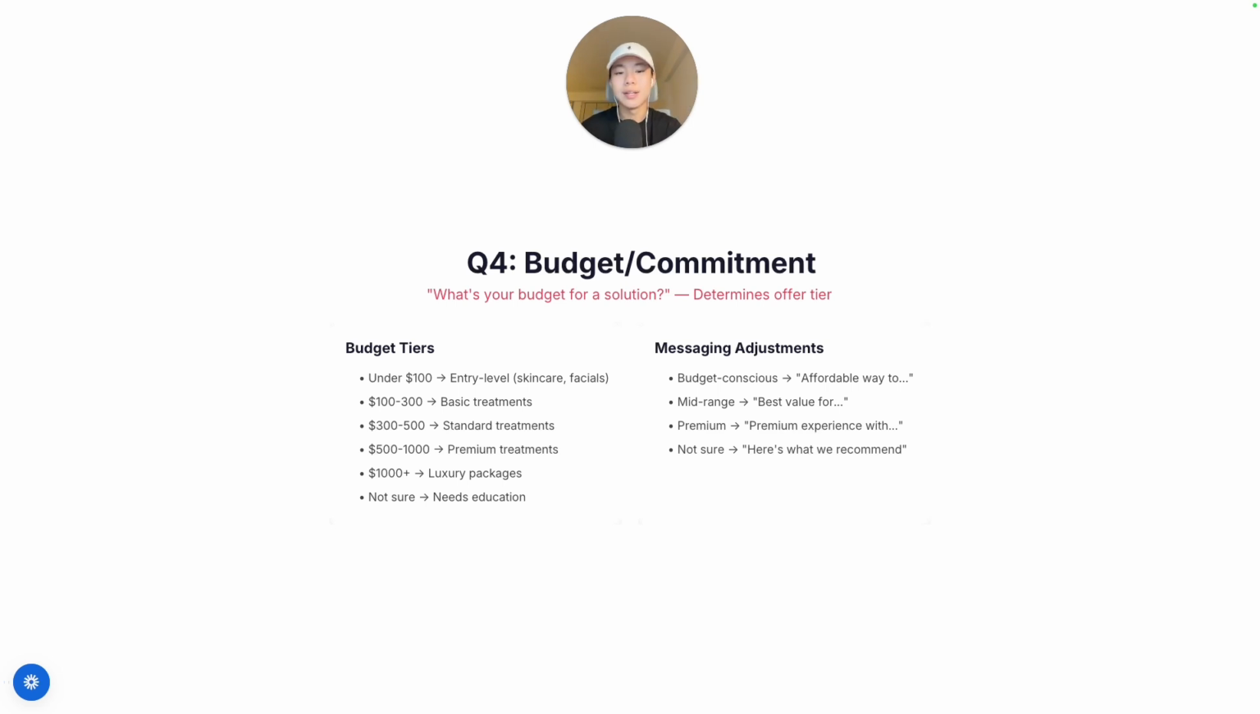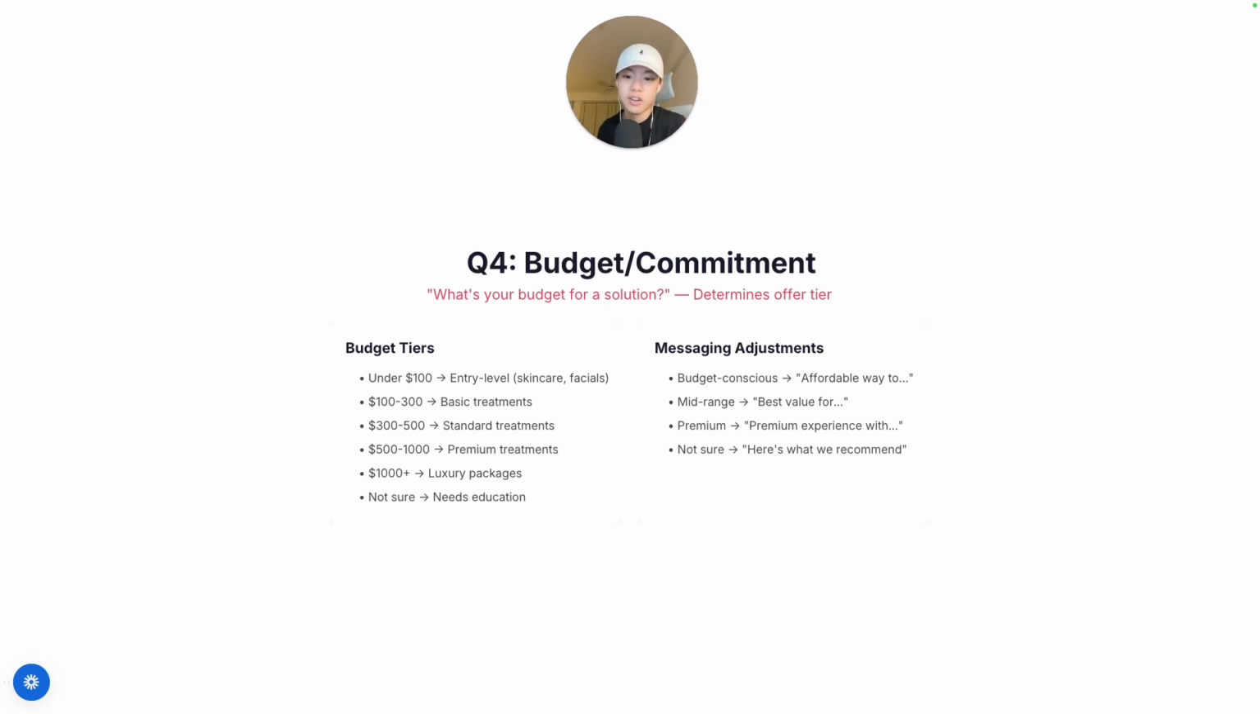Okay, so how can this actually help us, right? So of course the obvious thing is we know how much they can spend, therefore we can offer them different tiers of solution, right? But we also can tailor and change our messaging in a way. So what we can also use the budget tiers for is we can change our messaging based on how much money they can spend.